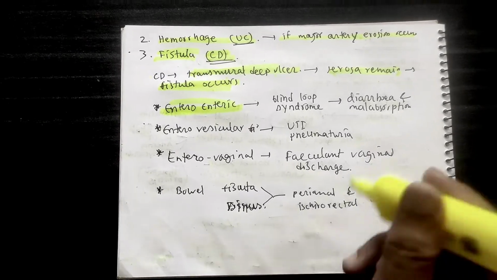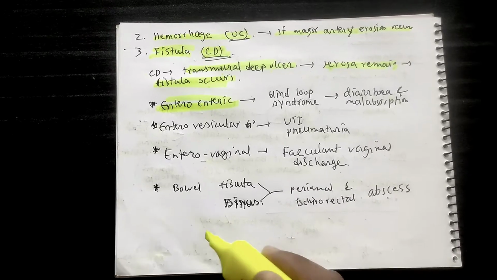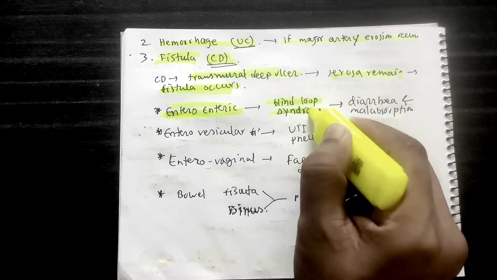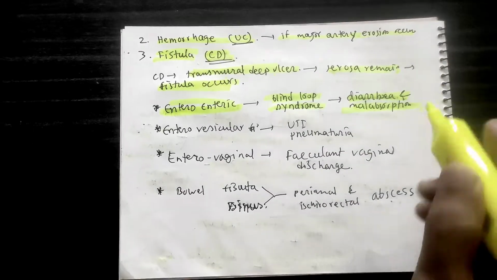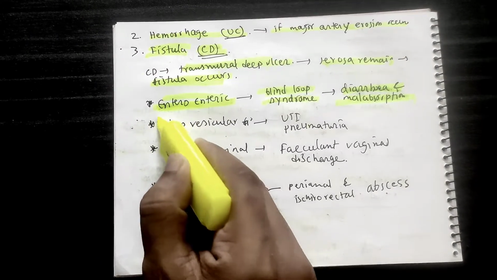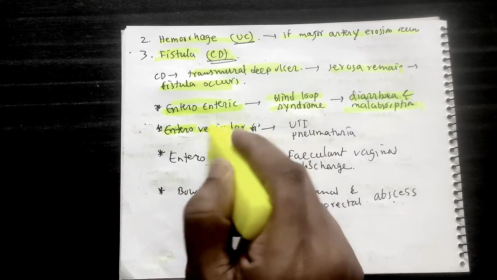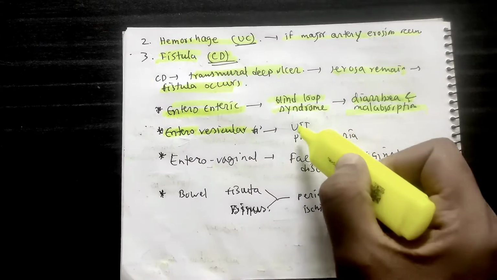So the bacteria of the large gut come to the small intestine, which results in blind loop syndrome, and it also causes diarrhea and malabsorption. Then enterovesicular fistula. Enterovesicular means intestine with the vesicle, meaning bladder, and it also causes UTI and pneumaturia.